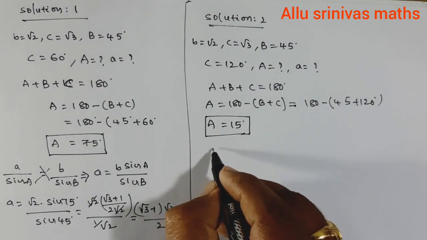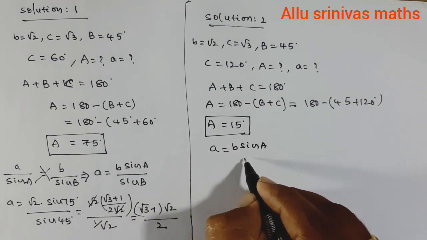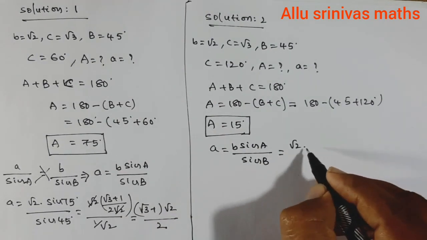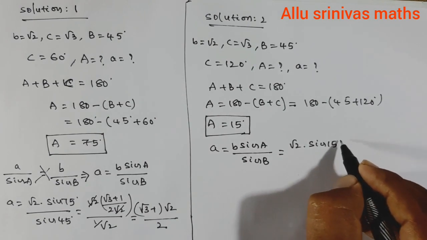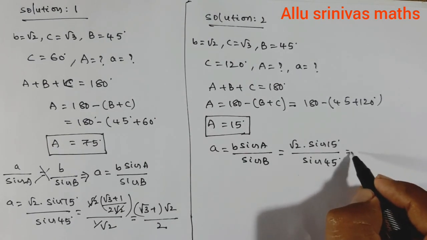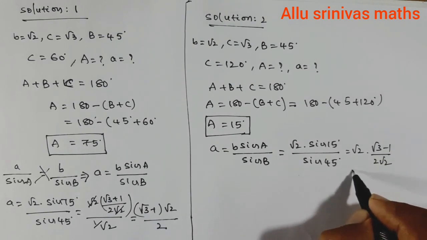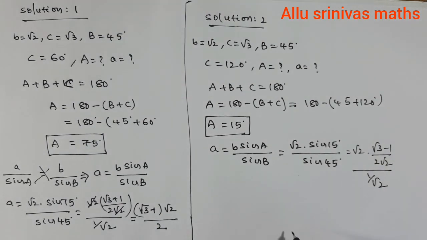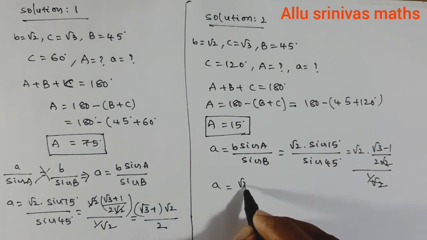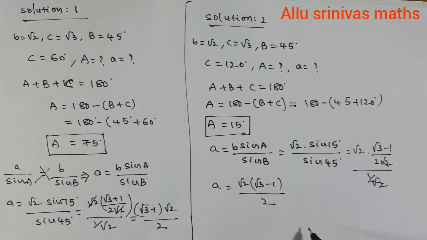Next we have to find side a using the formula b sin A by sin B. Substitute the values in this formula, where b is root 2, A is 15 degrees, B is 45 degrees. Root 2 into sin 15 is root 3 minus 1 by 2 root 2, and the value of sin 45 is 1 by root 2. And root 2 cancels, and then finally the required side a is equal to root 2 into root 3 minus 1 by 2. This is the solution 2.